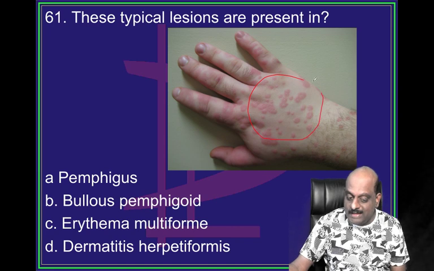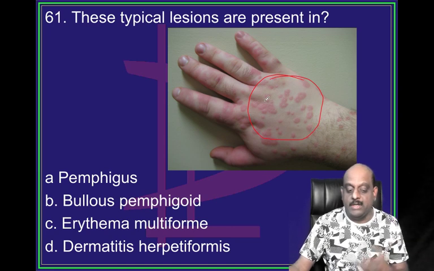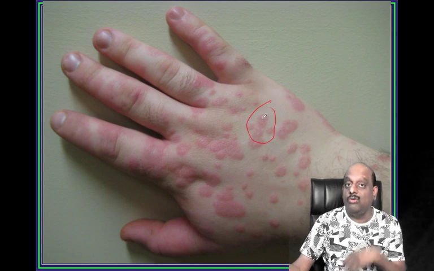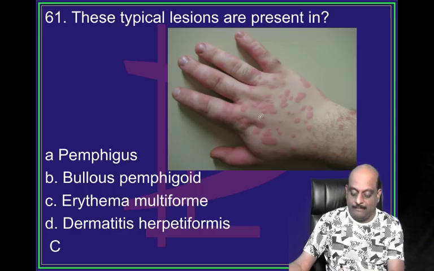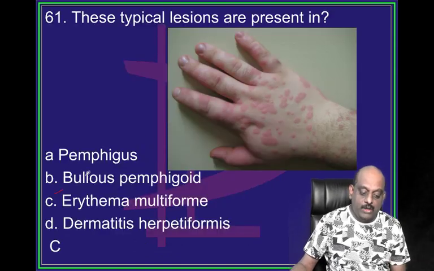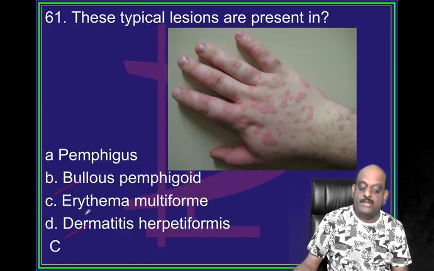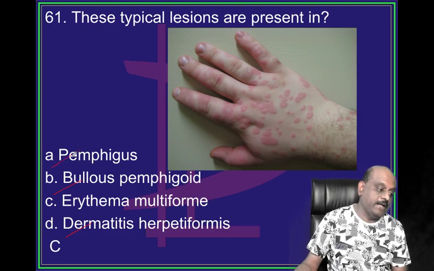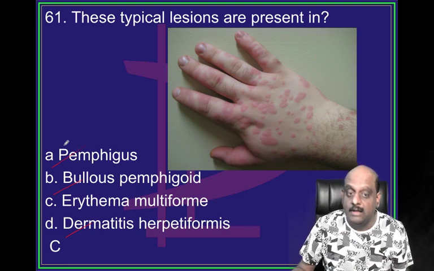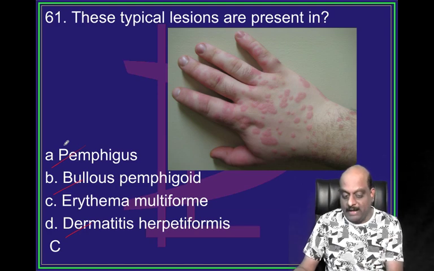So these are the typical lesions. In what situation are they typical, doctor? They are classical lesions of erythema multiforme. So there are options given to you: bullous pemphigoid, dermatitis herpetiformis, pemphigus. So that is the reason you need to differentiate these various types of other lesions.